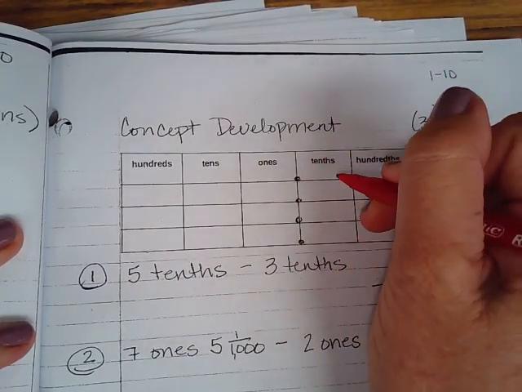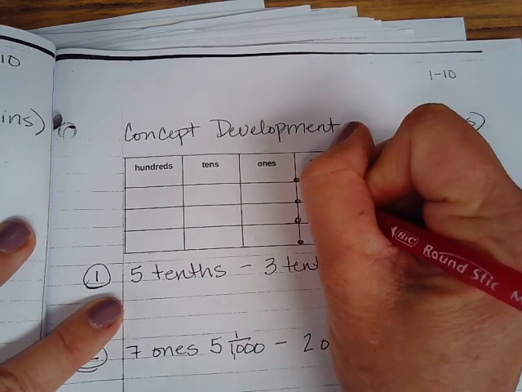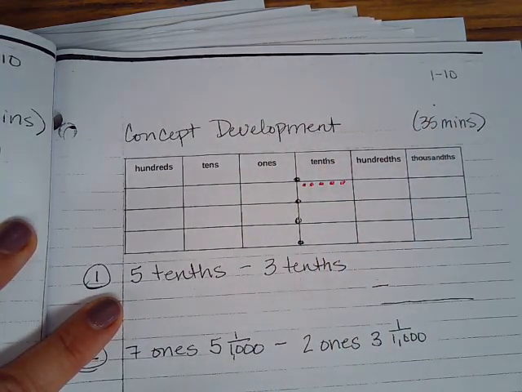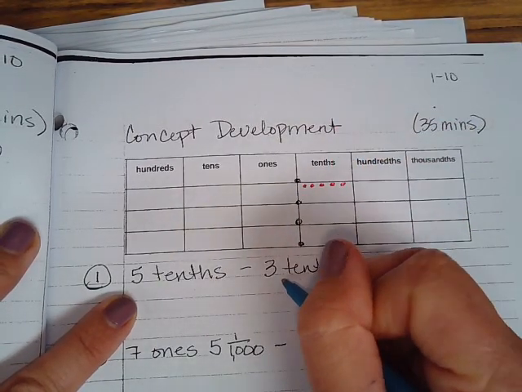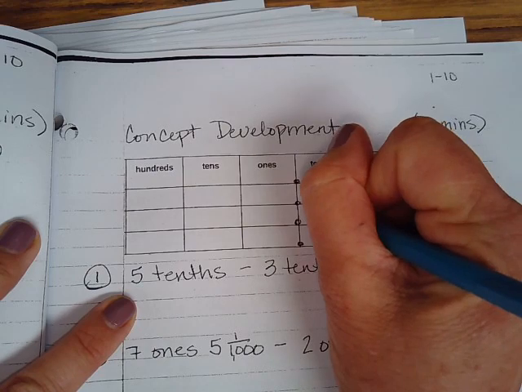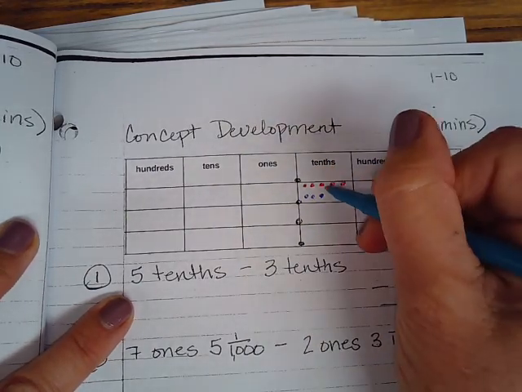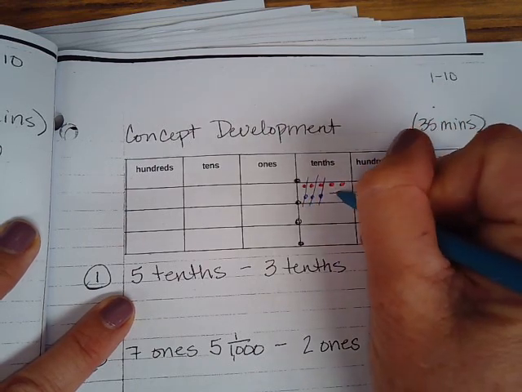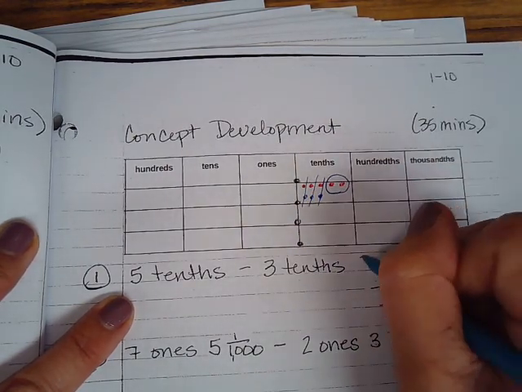I'm going to use two different colors. So I'm going to go 5/10, 1, 2, 3, 4, 5. And then I'm going to subtract 3/10. So I have 3/10 here, 1, 2, 3. So if I subtract 3/10, I am going to be left with 2/10.